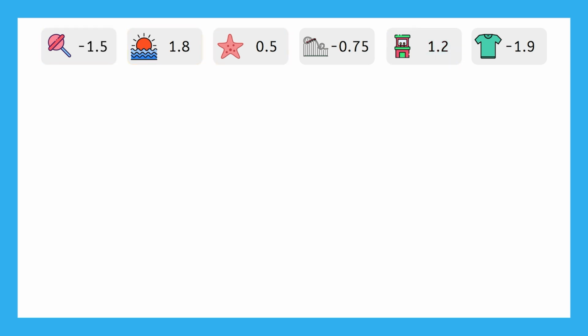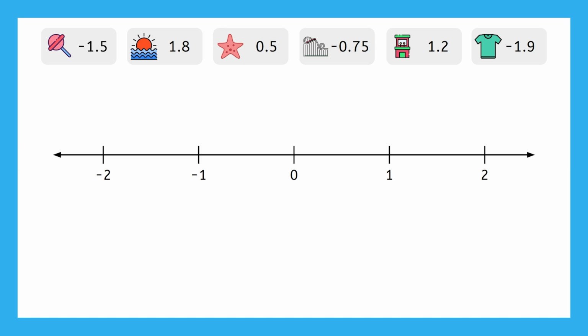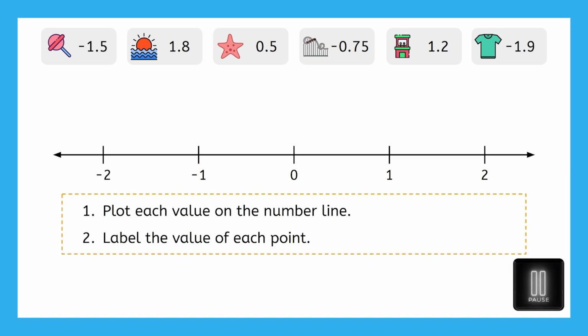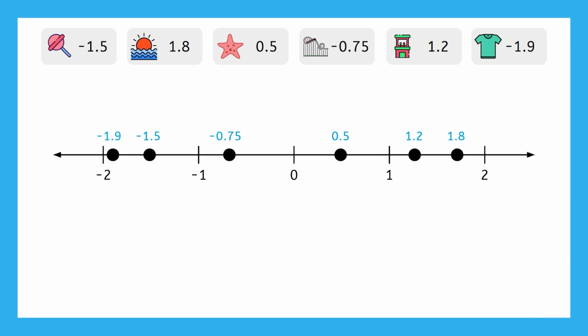Now that all of our locations are written in equivalent decimal form, we're ready to plot each one on the number line. Go ahead and pause while you plot and label each point on the number line. Here are all the points labeled on the number line. Go ahead and check your work.